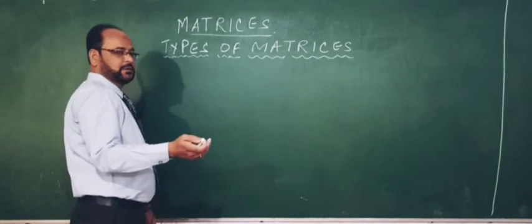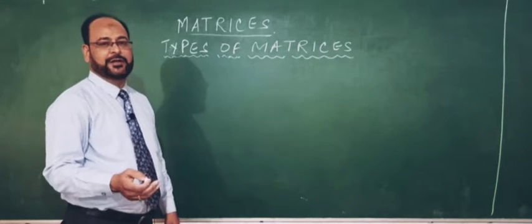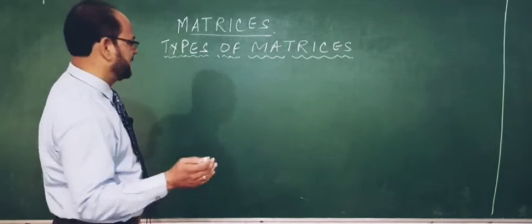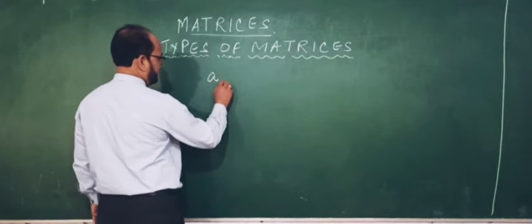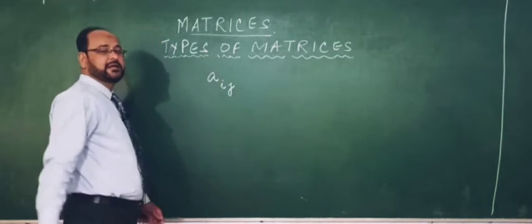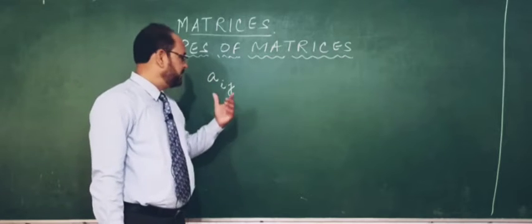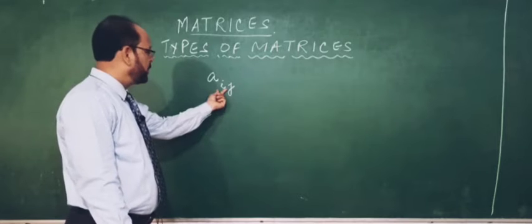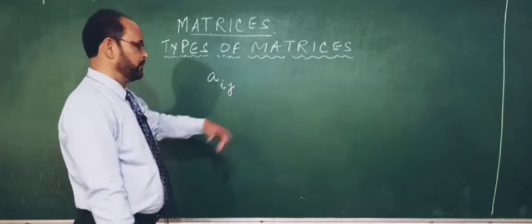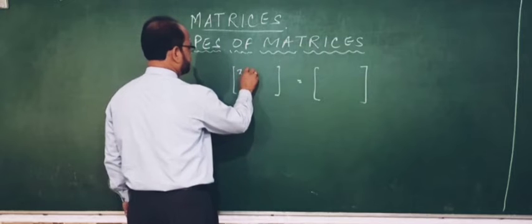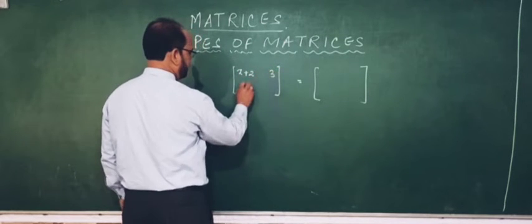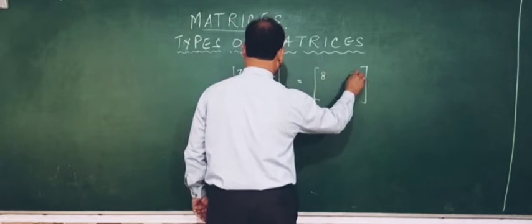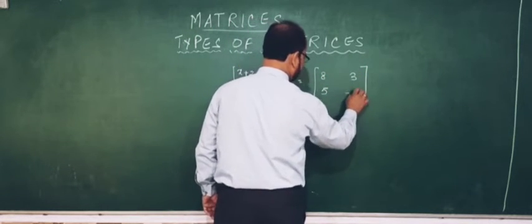First of all, when we define any element of a matrix, we use small letters, not capital letters, like a_ij. This is the general form to define any element of a matrix, where i stands for the number of the row and j stands for the number of the column. Suppose we have a matrix with X plus 2, 3, 5, and Y, and another with 8, 3, 5, and -11.